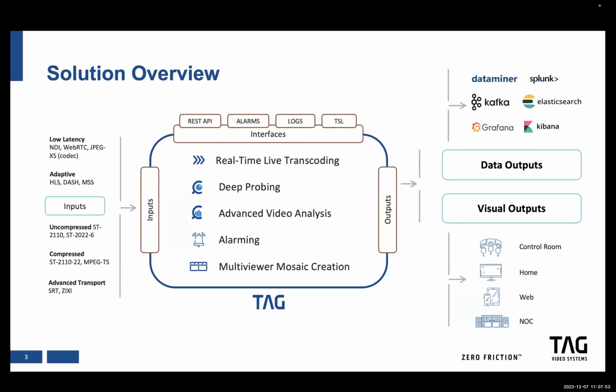But TAG not only processes the video, we're also doing deep probing for errors and alarm conditions, and we're sending those alarms through various interfaces for visualization of those sources and alarms in real time. We also collect a lot of data during this process. We analyze the video performance, and we can visualize using different tools. You can see some examples here, such as Grafana, Kibana, Splunk, Data Miner, and many others.